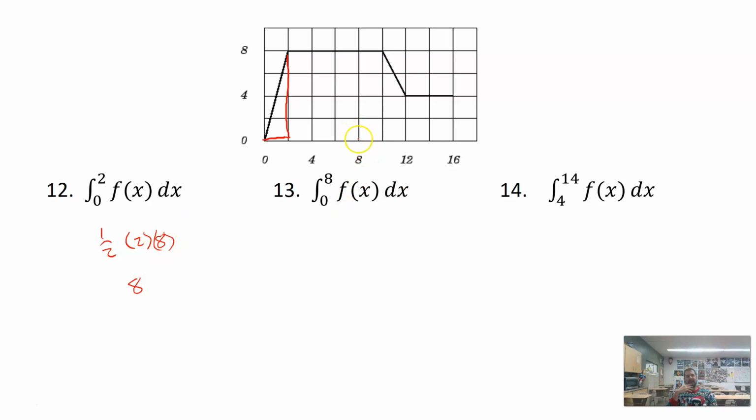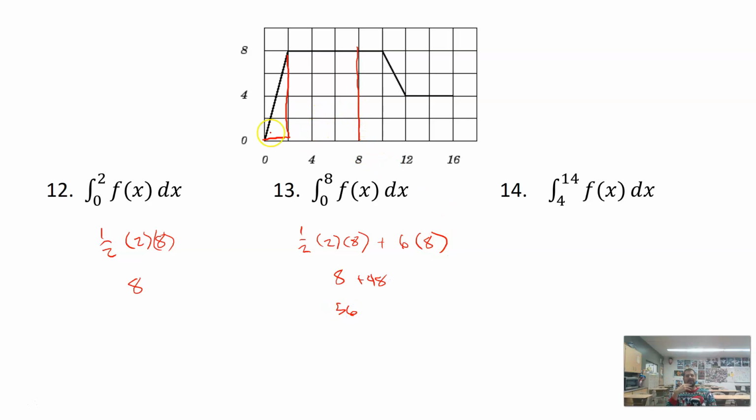From 0 to 8, what I notice is I've already got that triangle that I started with, so I could go 1/2 times 2 times 8. Then I could add this rectangle that I have. The rectangle goes from 2 to 8, so it's got a base of 6 and a height of 8. So I could add those together. I get 8 plus 48 gives me 56.